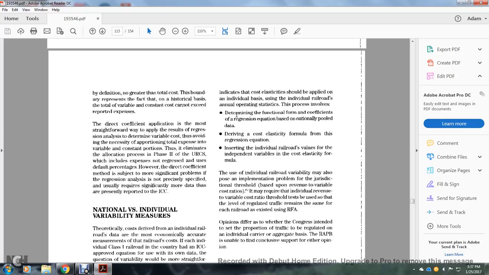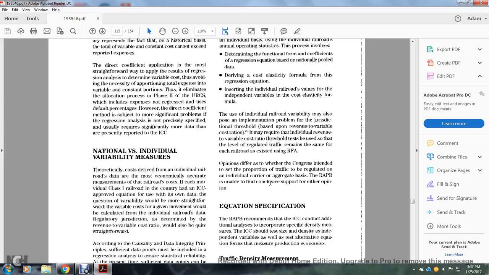The use of individual railroad variability may also pose an implementation problem for jurisdiction thresholds based on the revenue variable cost ratios. It may require an individual revenue variable cost ratio. Therefore, a threshold test is to be used. The level of regulated traffic remains the same for each railroad as existed with railroad form A.